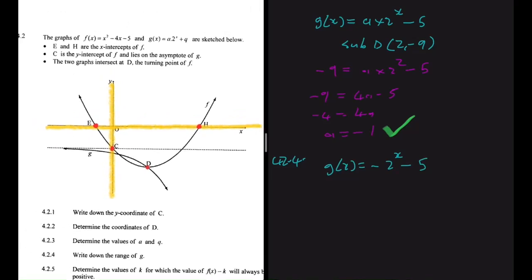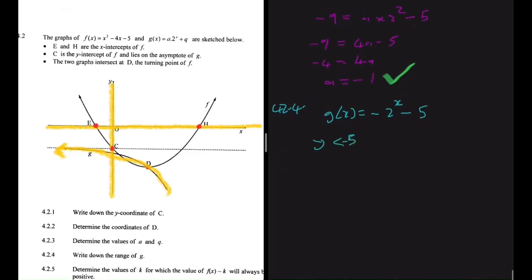Because as you can see, the y values will never be greater than minus 5, right? They actually never touch there. The y value gets infinitely closer to minus 5, but it never really touches minus 5, right? But going down, the y value goes to minus infinity, basically. So we're saying that the y value will always be less than minus 5.